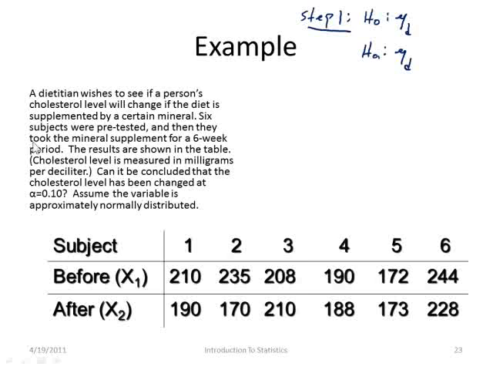So let's come over here, and again, can it be concluded that the cholesterol level has been changed? Is this going to be the null hypothesis or the alternative hypothesis? The alternative. And here we're just asking if it's been changed. So that means that the mean of the differences does not equal 0. And the null hypothesis then is that it does equal 0. That is, that this thing did not change my cholesterol level.